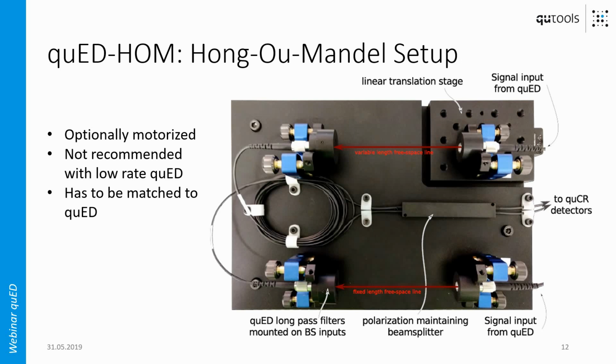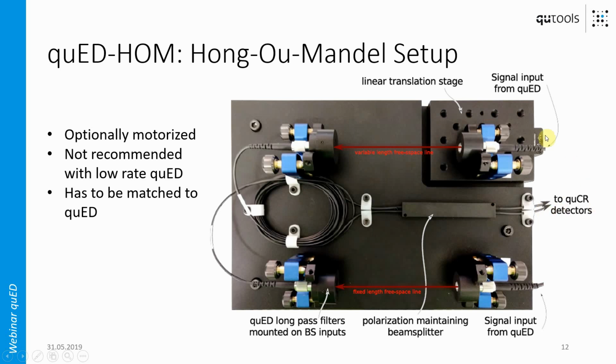Let's look at the Hong-Ou-Mandel setup. Basically, the Hong-Ou-Mandel setup consists of 2 fixed free space lines, where you just connect the signal input from the quED to the input fiber of the quED HOM to both sides. You have this free space line, which is then coupled into a fiber leading to a beam splitter, and after the beam splitter the fibers are connected to the detectors again.